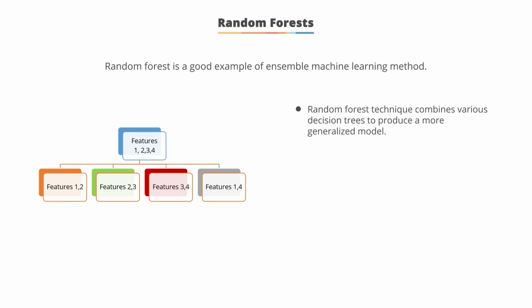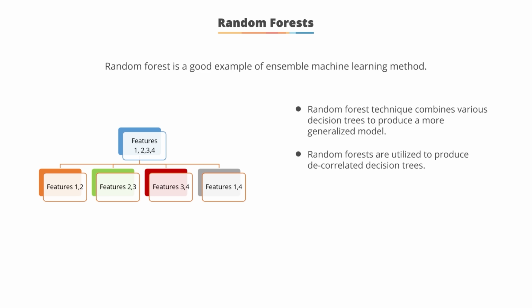Ensemble Learning Methods Part B. Let's understand how random forest is an ensemble learning model. Random forest is a good example of an ensemble machine learning method. Random forests, as one can guess, combine various decision trees to produce a more generalized model by reducing the notorious overfitting tendency of decision trees.